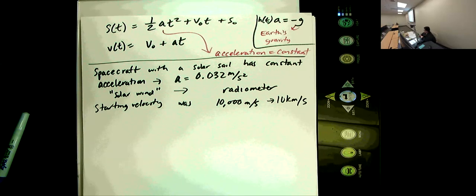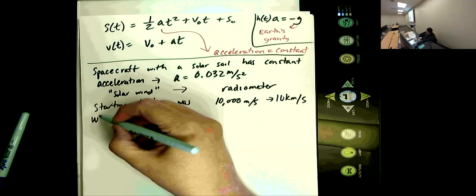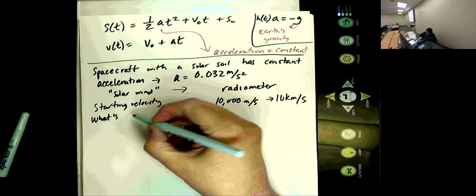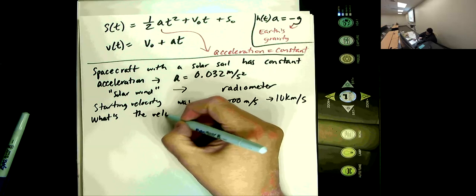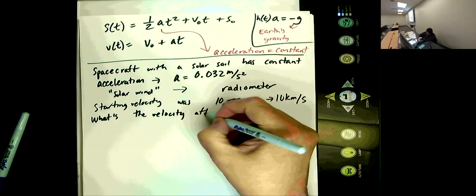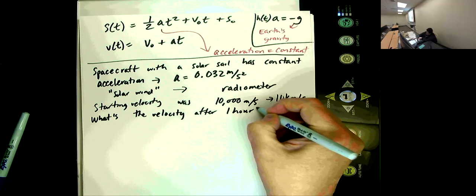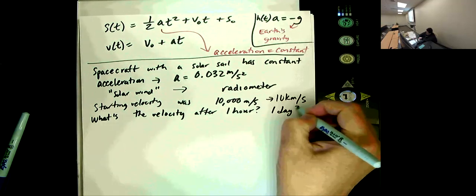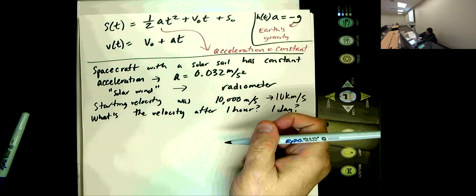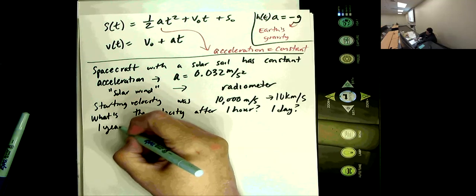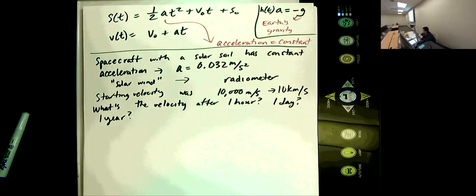you're talking about circling the Earth in an hour. That's some motion, but it's accelerating. So what's its velocity after 1 hour? One day. 1 year. How fast is this thing cooking? Let's figure it out.